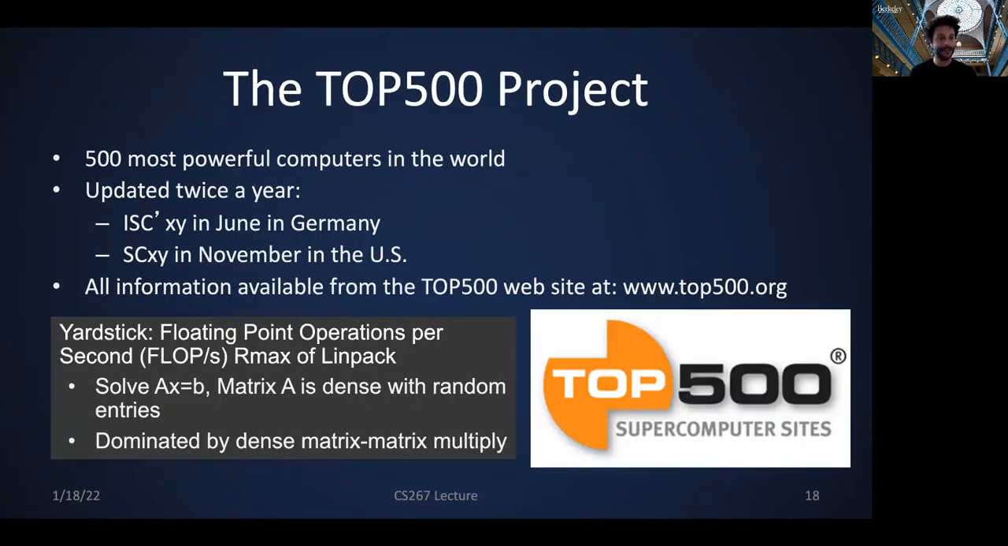So again, TOP500 is really about the most powerful computers in the world, updated twice yearly at 2 big conferences. One almost always happens in Germany in June, and one almost always happens in November in the United States. The yardstick, how we rank these things, is floating point operations per second, running the so-called LINPACK benchmark, which is solving a dense system of linear equations. So A is a dense matrix with random entries, and the cost will be dominated by dense matrix multiply, if you implement it correctly, of course.